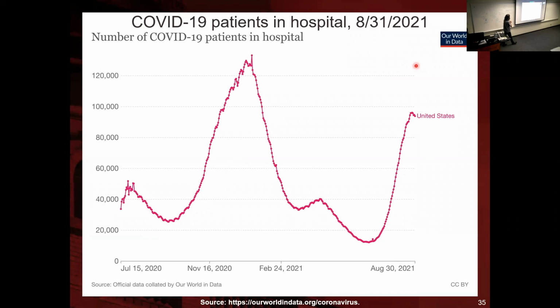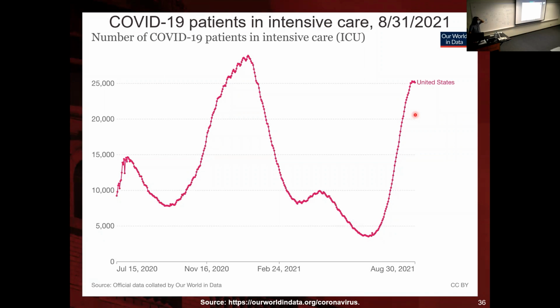Hospitalization, COVID-19 patients in hospital, the same website. Increasing just now, starting around the beginning of July, increasing until now. Patients in intensive care units also increasing. That's why we have seen, for example, even here in Brazos County, we are pretty much at maximum capacity of intensive care units. It's intensive care, not just hospitalized.